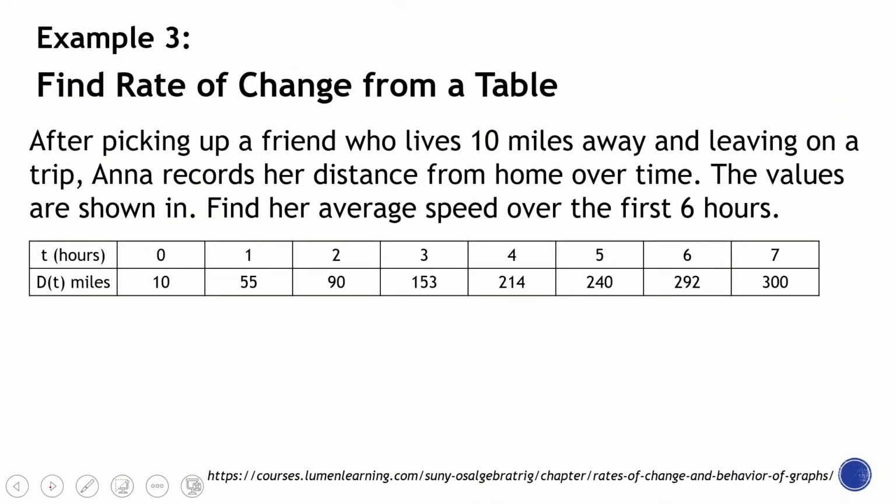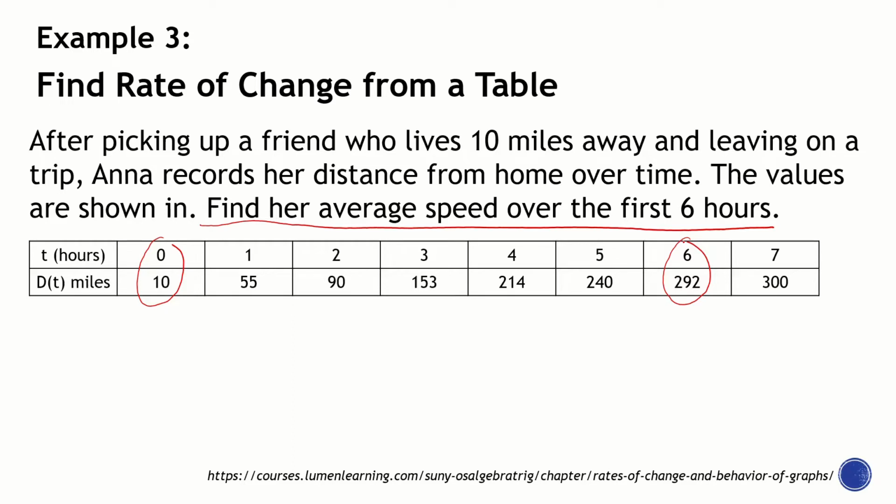All right, so here we have a table again, but I think this is more specific than the previous two examples, because if you read the problem, we can go to the last sentence. Find the average speed of Anna for the first 6 hours. So if that's the case, we cannot just pick any 2 points because the question is specific. So I'm going to choose the starting point and the 6th hour point.